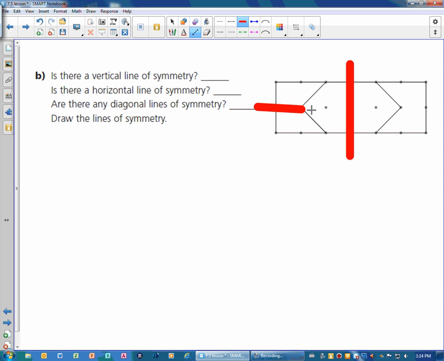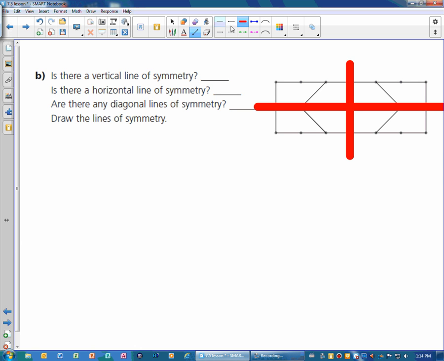Horizontal line of symmetry, same answer. Yes, this top would completely cover and match up the bottom. Okay, so yes, we have vertical and horizontal. But diagonal, you know what? Because this isn't a perfect square, we wouldn't have a diagonal line of symmetry.